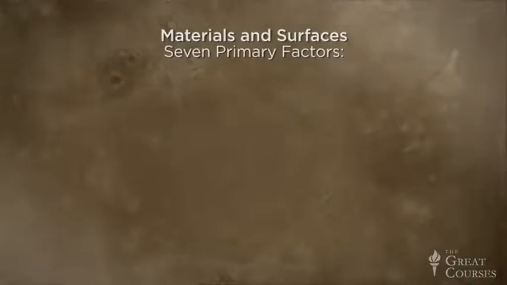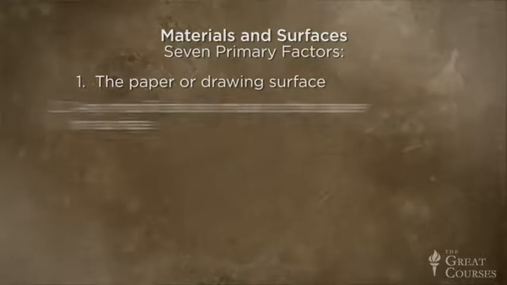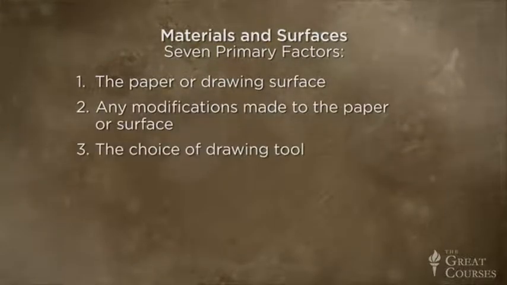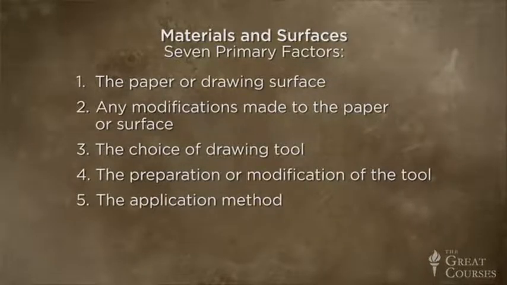Studying materials and surfaces will really help you learn about texture. There are 7 primary factors: the paper or drawing surface, then any modifications made to the paper or drawing surface. 3, the choice of drawing tool. Next, the preparation or modification of the tool. 5th factor, the application method.